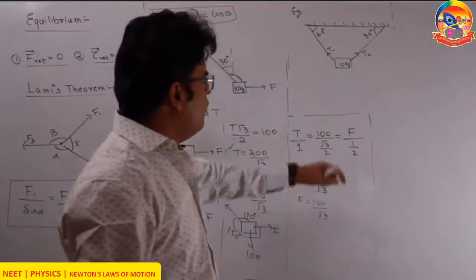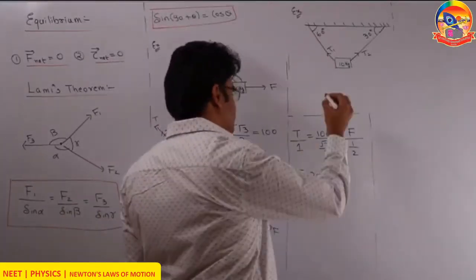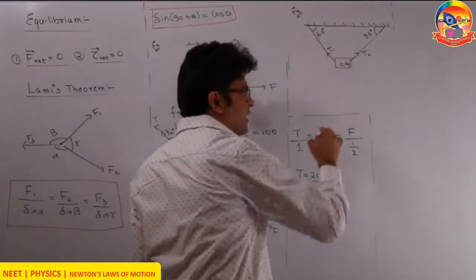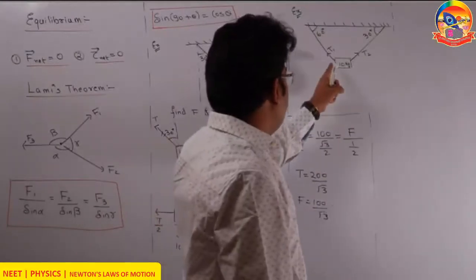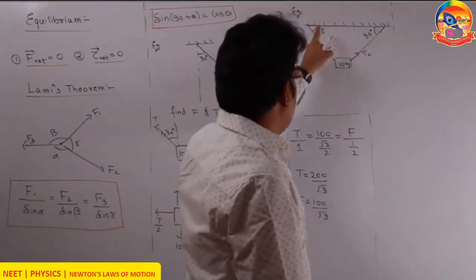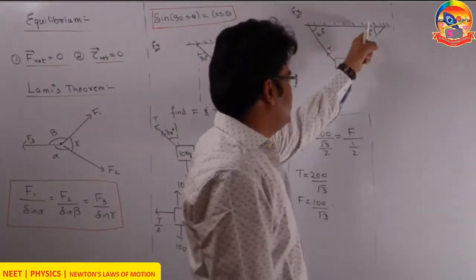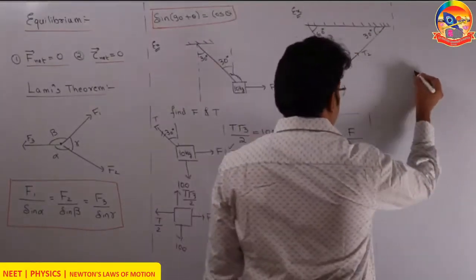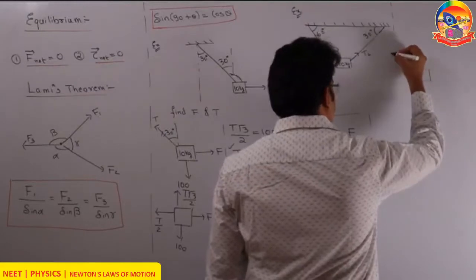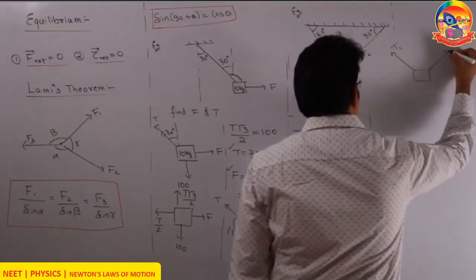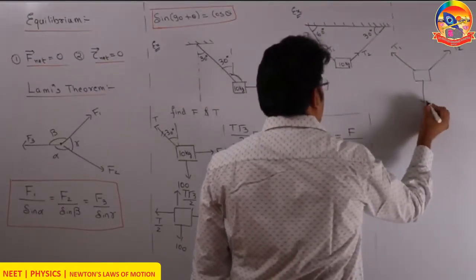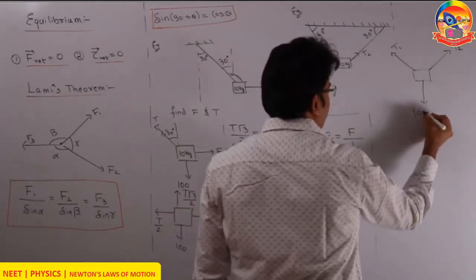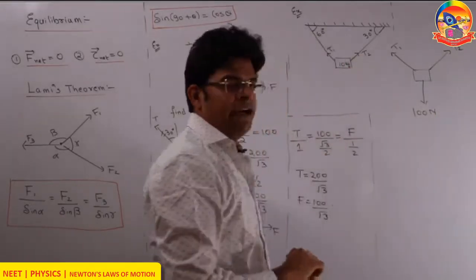So now, one more example. There is a block of mass 10 kg being held by two strings. The angles made by them with the vertical are 60 and 30. You have to find the tension in the two strings. So I will again use Lami's theorem to solve this. So here a force is T1, here a force T2, and downward a force of gravity that has to be 100 Newton, M into g, 10 into 10, 100.